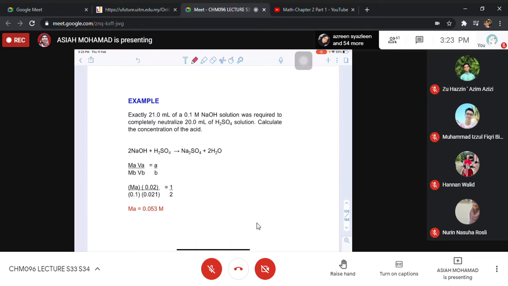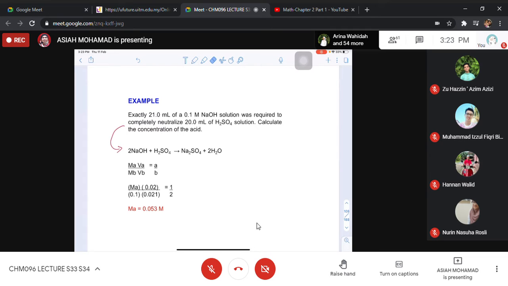Example: exactly 21 milliliter of 0.1 molar sodium hydroxide solution was required to completely neutralize 20 milliliter of H2SO4 solution. Calculate the concentration of the acid. Make sure for any reaction, you write the correct balanced chemical equation. By using MAVA over MBVB, which equals A over B.